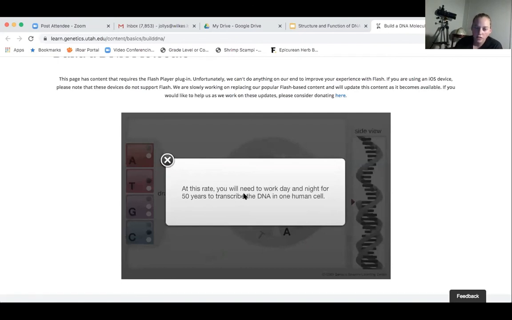So it says at this rate, you will need to work day and night for 50 years to transcribe the DNA in one human cell. We don't have 50 years to wait around. And in fact, your DNA can be made much quicker than this, about 1,000 bases per second.